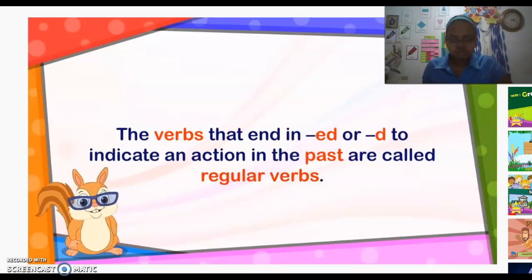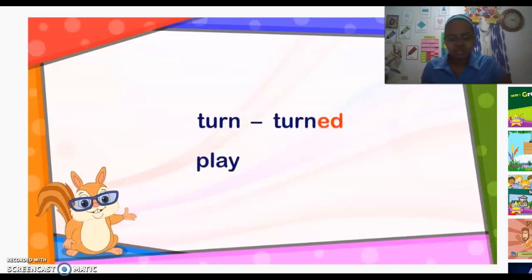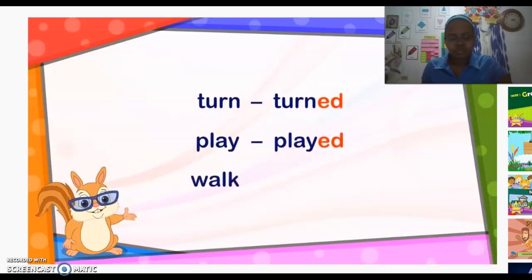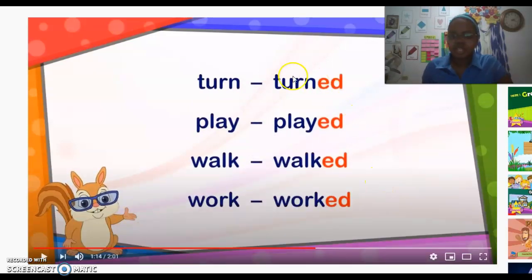For example, turn, turned, play, played, walk, walked, work, worked. So the verbs that just need to add ed at the end are called regular verbs. Regular verbs. For example, turn, turned, play, played, walk, walked, work, worked. So, what is the difference here? That these verbs are in present, and here they are in past.